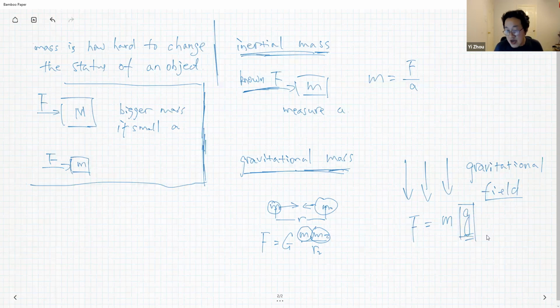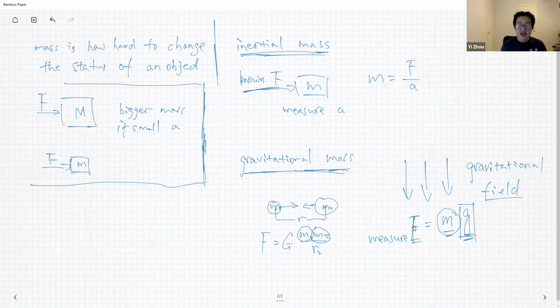You have a known gravitational field, then for some property of mass, you can measure this force. So if you look at the difference here, you have a known force, then you measure your acceleration, this is inertial mass. But if you know a gravitational field and you measure the force, what you find is the gravitational mass.